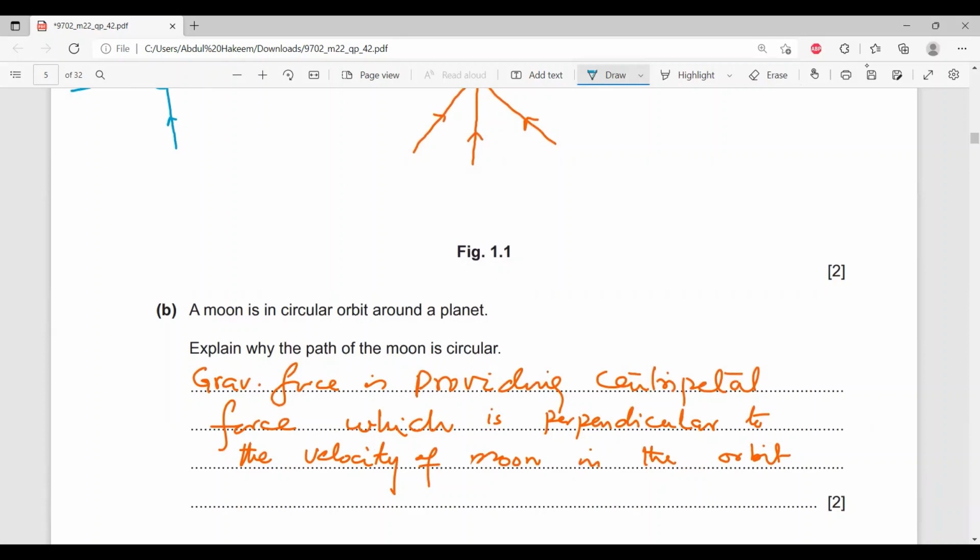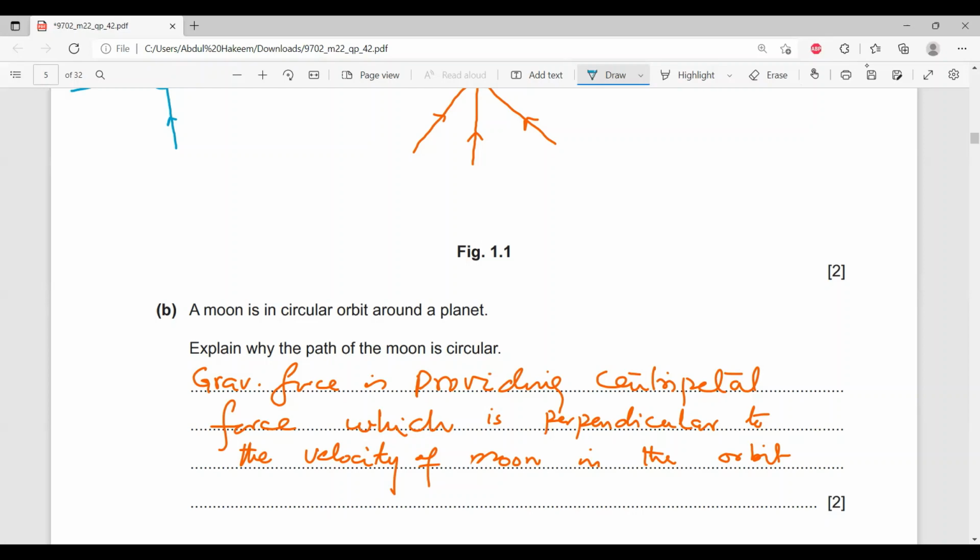Next, the moon is in a circular orbit around the planet. Explain why the path of the moon is circular. Look, in orbit, centripetal force is provided by the gravitational force. The centripetal force is perpendicular to the velocity of the moon in the orbit. Thus, the path is circular. So the gravitational force is providing the centripetal force, and the centripetal force is perpendicular, making a 90-degree angle with the velocity of the object. Thus, the path is circular.